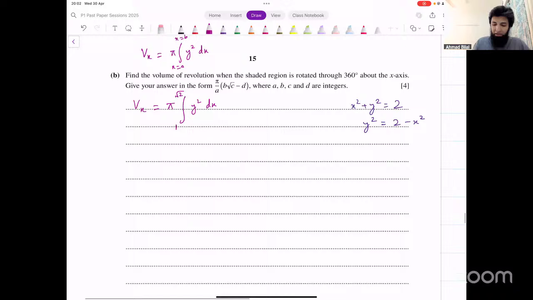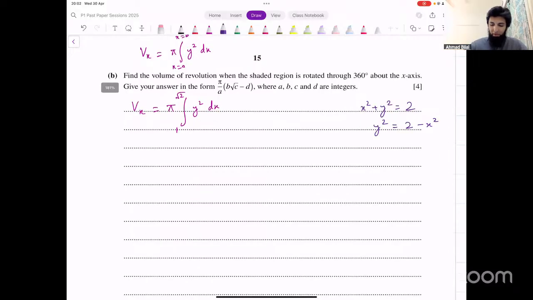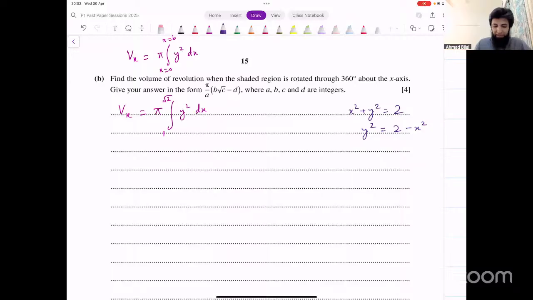Now we want an exact answer at the end. Okay, now don't worry about this weird form that they've given us. You will automatically get this when you integrate and input the limits, you will automatically get a form that looks something like this. So let's just first integrate this.